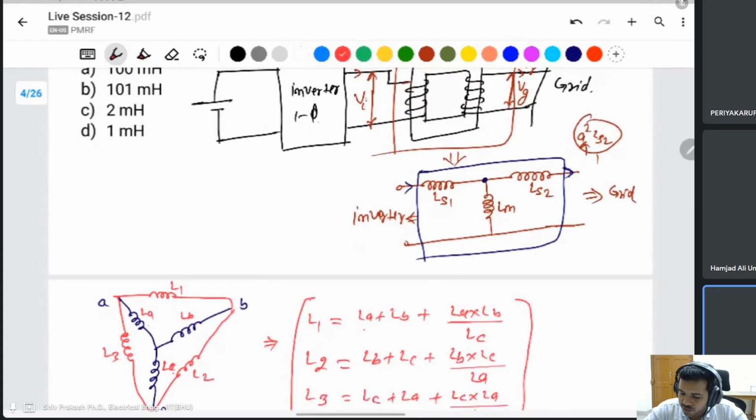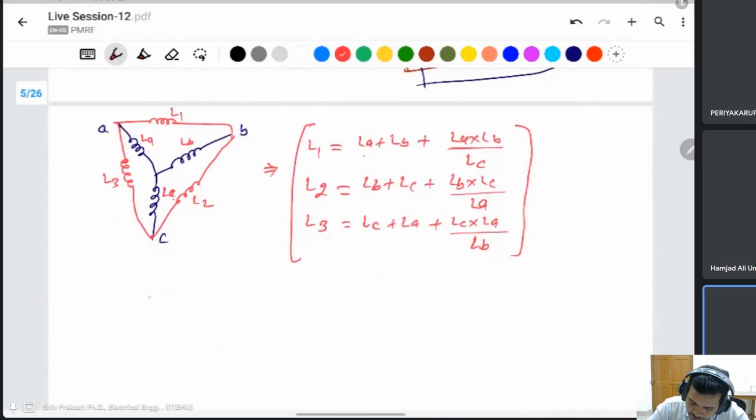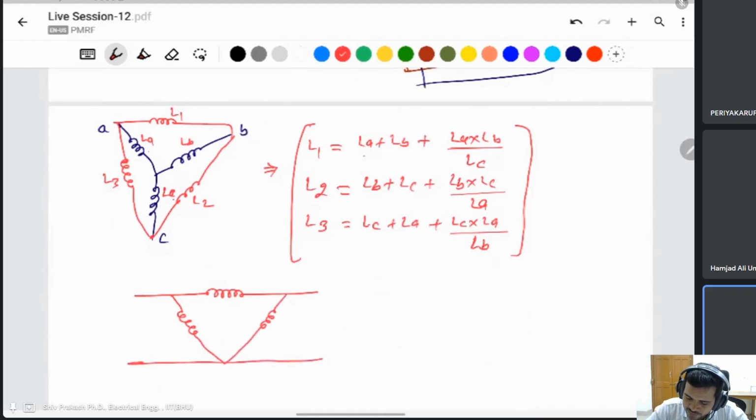Here I want to calculate this inductance, this inductance, and this inductance: LA, L1, these are L2, these are L3. The transformer looks like this: here an inverter, here the grid.